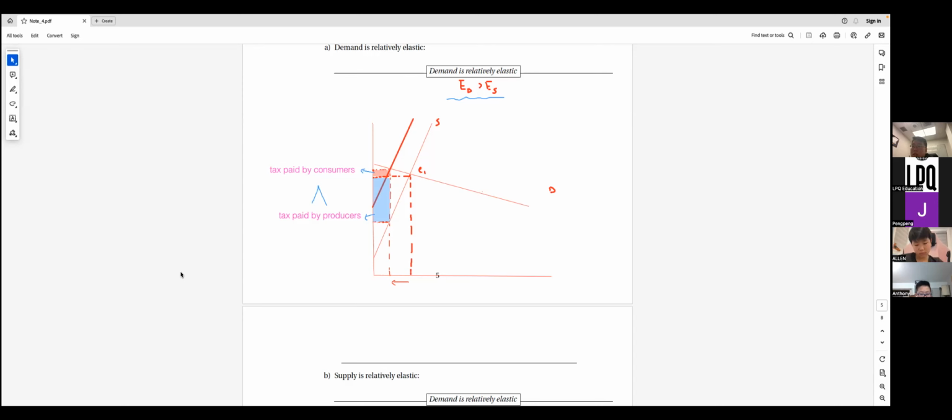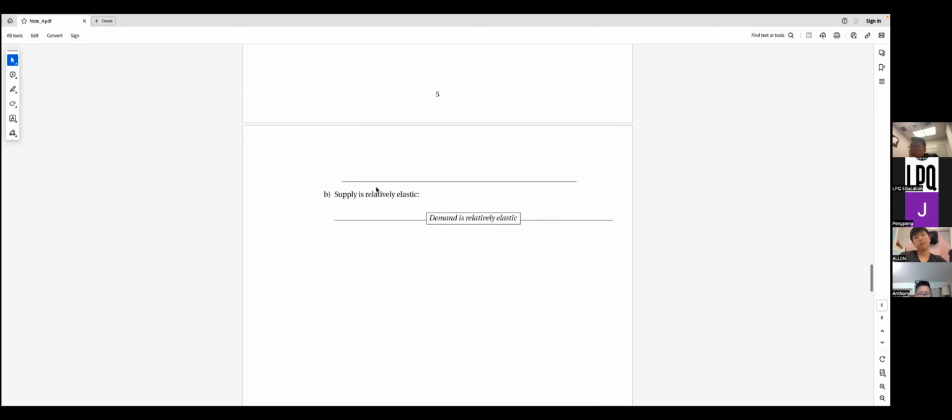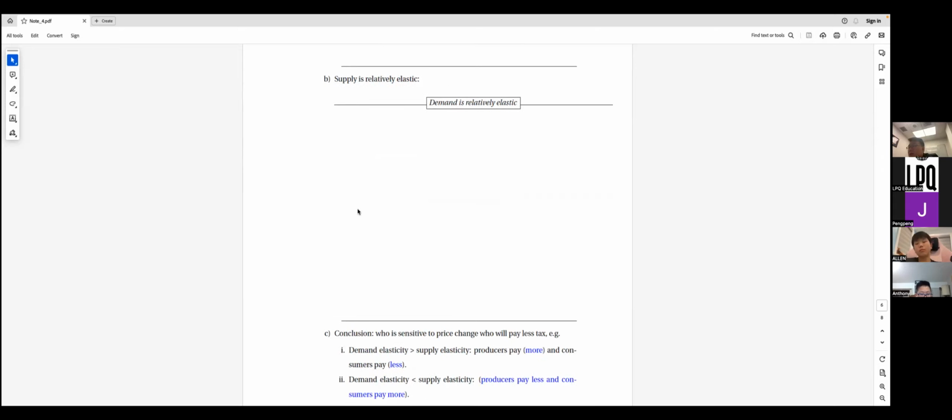Okay, so if no questions here, let's turn to the next page. Okay, this time it's still the same graph. This time we want to draw a supply curve. You make your supply curve relatively elastic. Okay, that means make your supply curve flatter this time, and the demand curve, relatively speaking, steeper.